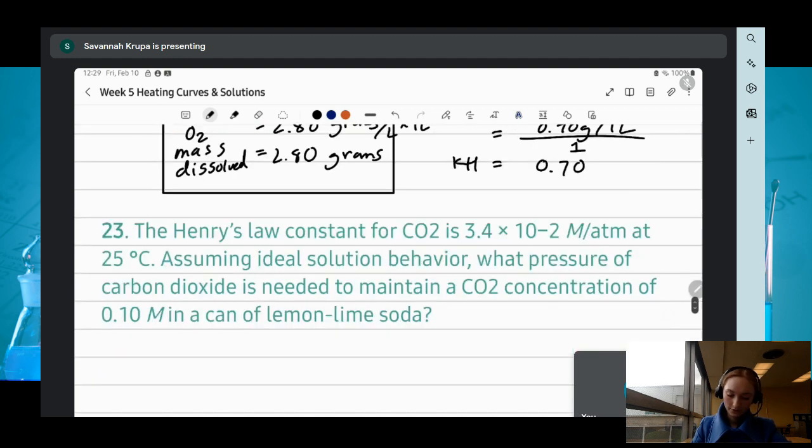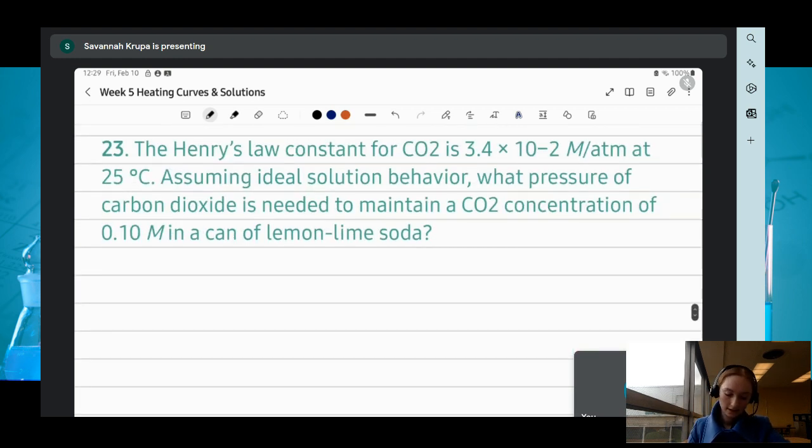It is problem 23, and it reads, the Henry's law constant for CO2 is 3.4 times 10 to the negative 2 molarity per atmosphere at 25 degrees Celsius. Assuming ideal solution behavior, what pressure of carbon dioxide is needed to maintain a CO2 concentration of 0.10 molarity in a can of lemon lime soda?